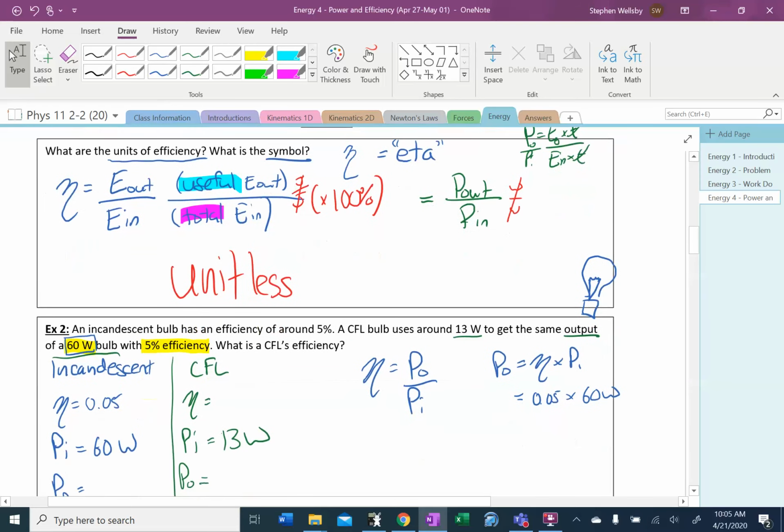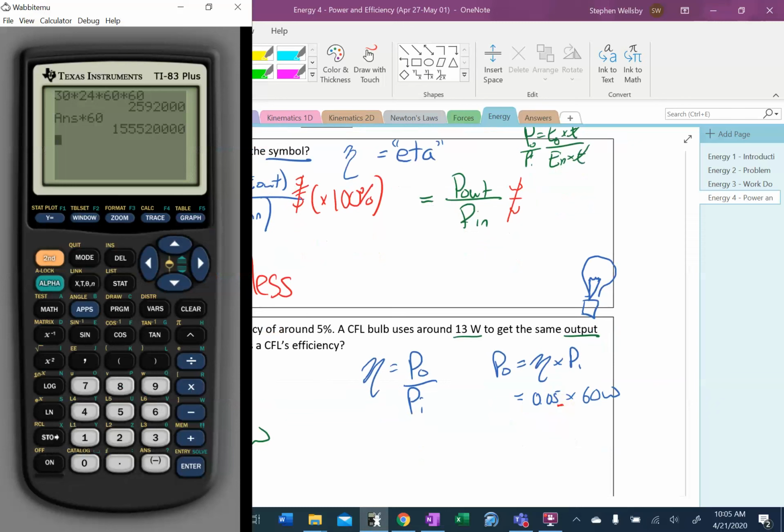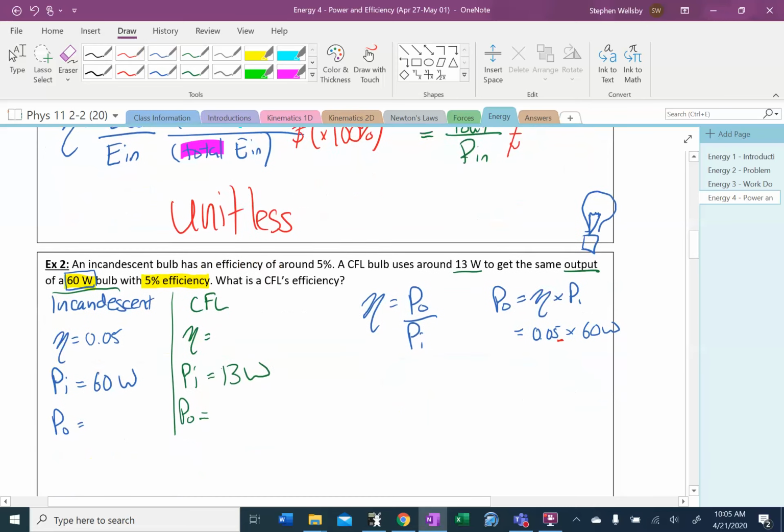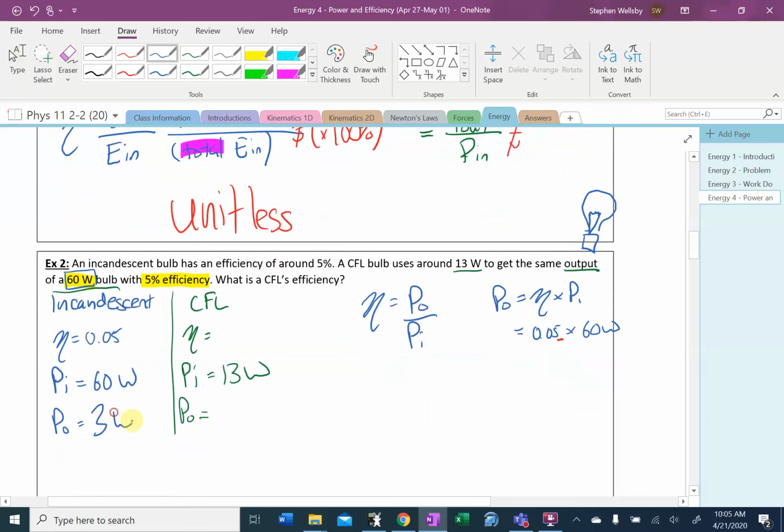Okay, so if we're going back, a reason why I asked is just because this is blank here. In this case, we have an efficiency of 5%, or 0.05. We're going to multiply that by 60. That means that the output power, all that we're getting from the lamp, is 3 watts. So you're giving it 60 watts, and all you're getting out is 3 watts worth of light energy.